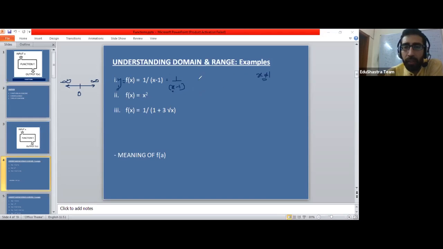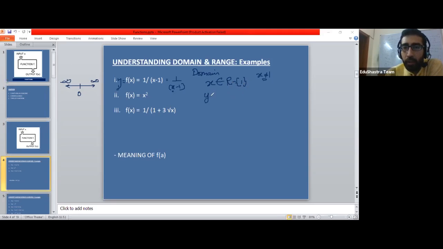And therefore, we can say that the domain of this function, all the values of x that are acceptable, will be all values x belongs to, we write this as belongs to, all real values except 1. R minus 1 is the domain of this function, which means all real values except 1.